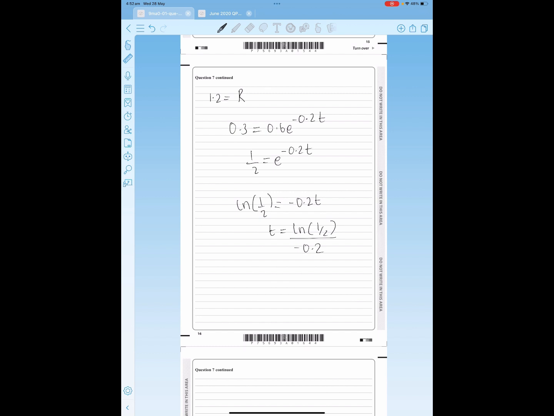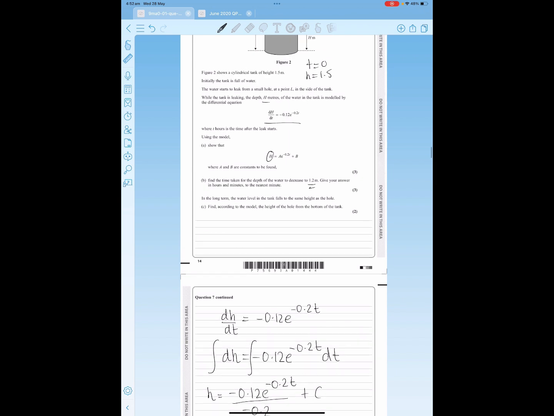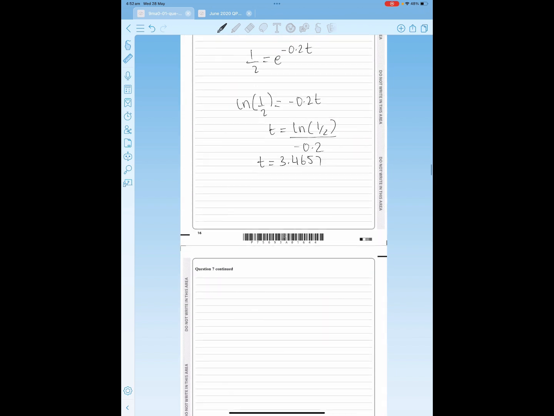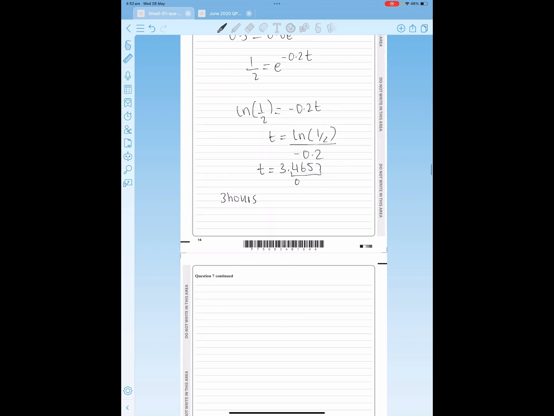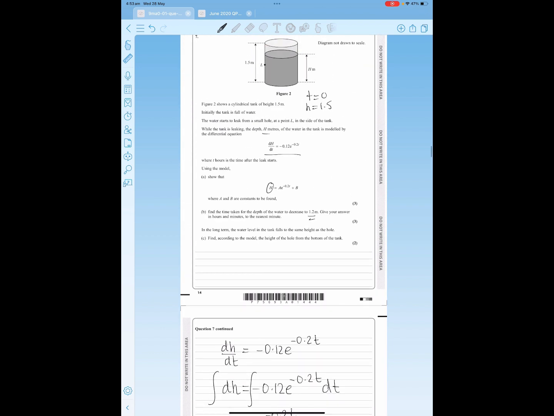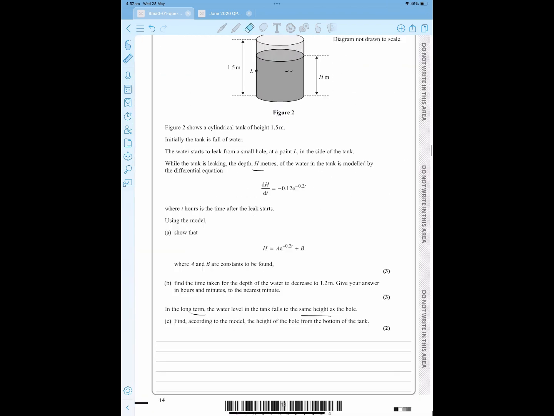Let's see what we get. Ln half over minus 0.2. You get t equals 3.4657. But since I'm assuming they would want it in hours and minutes, it would be 3 hours, but for 0.4657, you just multiply that by 60 to get the appropriate minutes. And that would be 27.5, so 28 minutes. And that's your answer for part B. So A and B done.